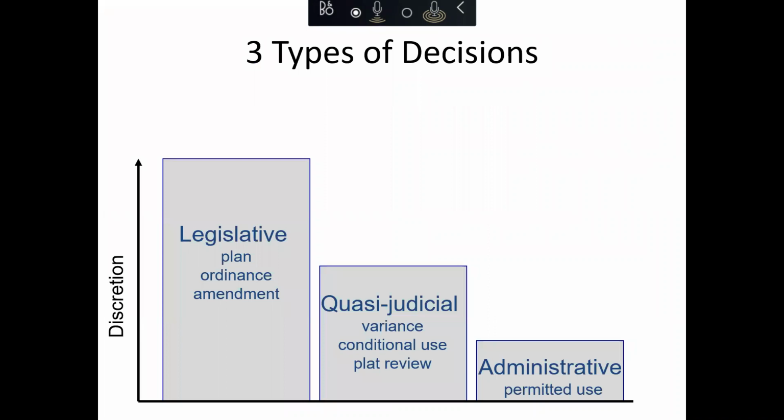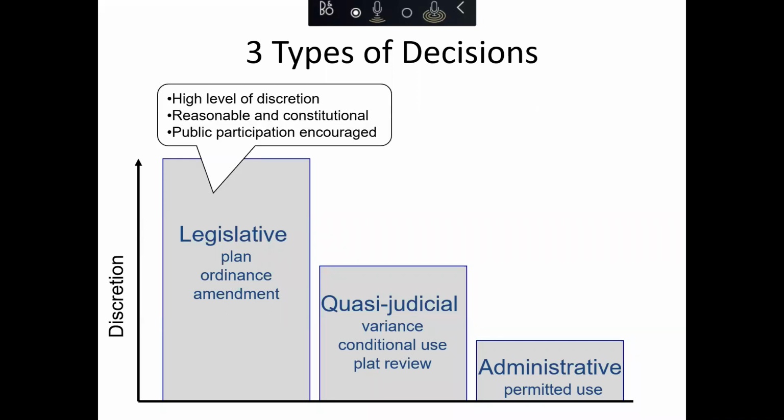When making zoning decisions, there are three different types, and the different types have different levels of discretion or flexibility. The legislative decisions, which are adopting plans, ordinances, and amendments to either one of those, have a high level of discretion. The only requirements are that those decisions have to be reasonable and constitutional. Because these decisions are made by elected officials and they're legislative decisions, public participation is encouraged, anywhere, anytime.